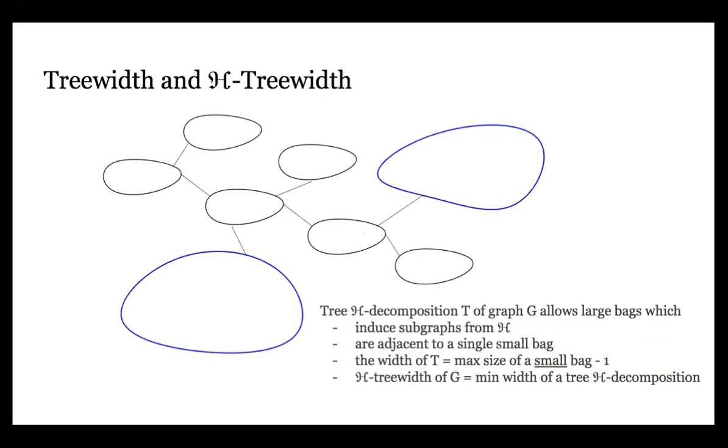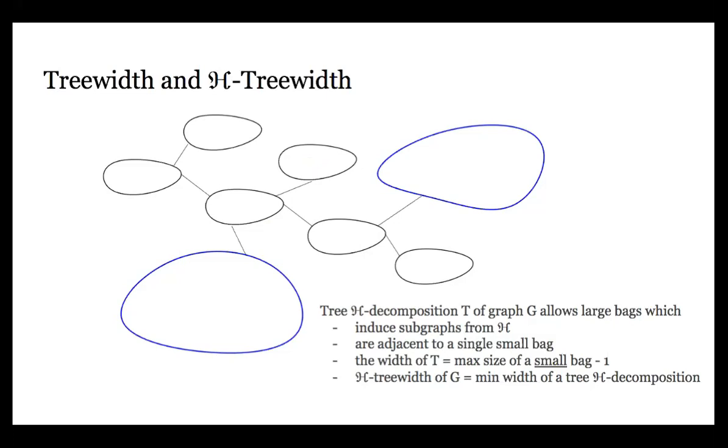So we define tree H decomposition as a structure very similar to tree decomposition, but we allow large bags which induce graphs belonging to the target class H and are adjacent to just one single bag. So the width of such a decomposition is defined as the maximal size of a small bag minus 1, and H tree width of G is the minimal width of any tree H decomposition.